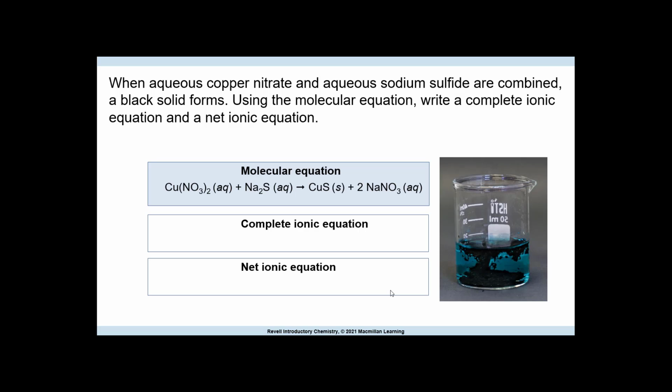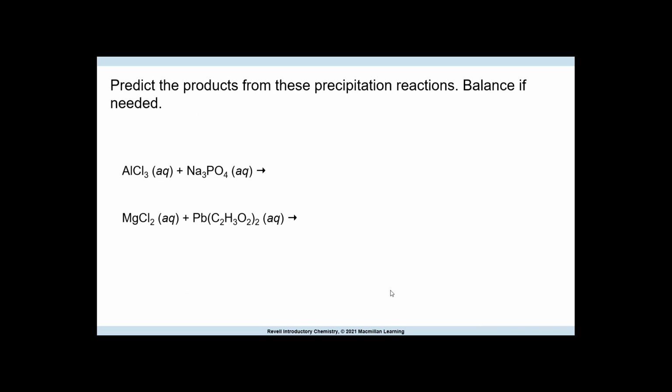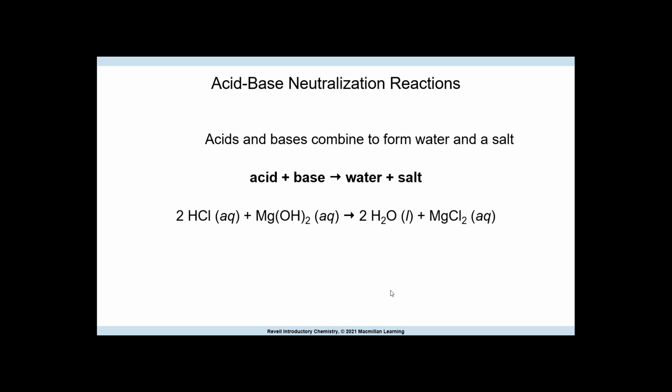When aqueous copper nitrate and aqueous sodium sulfide are combined, a black solid forms. Use the molecular equation to write a complete ionic equation and a net ionic equation. So here are the answers to those. You should be fairly comfortable doing this by now. Predict the products from these precipitation reactions and balance if needed. So I'm just going to give you the answers to these.